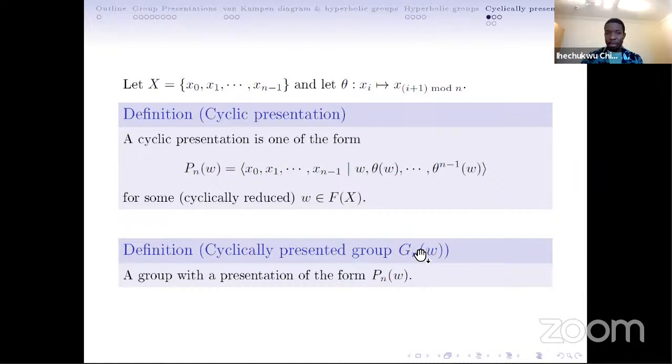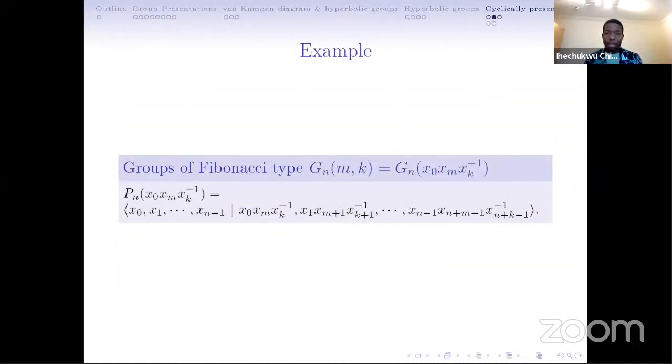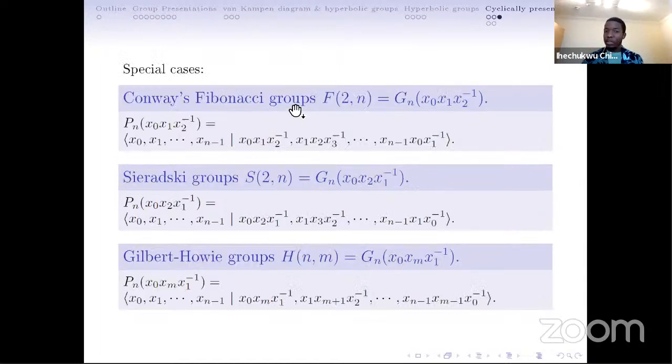That's it. And this is the kind of presentation I'm interested in, the kind of cyclically presented groups I'm interested in. It's this family called the groups of Fibonacci type. So for M and K integers, you have this family of cyclically presented groups on W, where W is just this word here. I'll give you some specific examples. There is Conway's Fibonacci group F2N. This is where you take M to be 1 and K to be 2, and you have this presentation here.